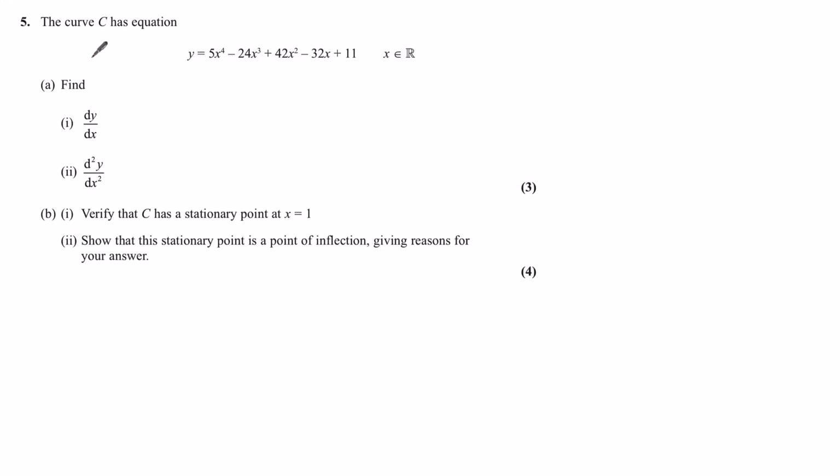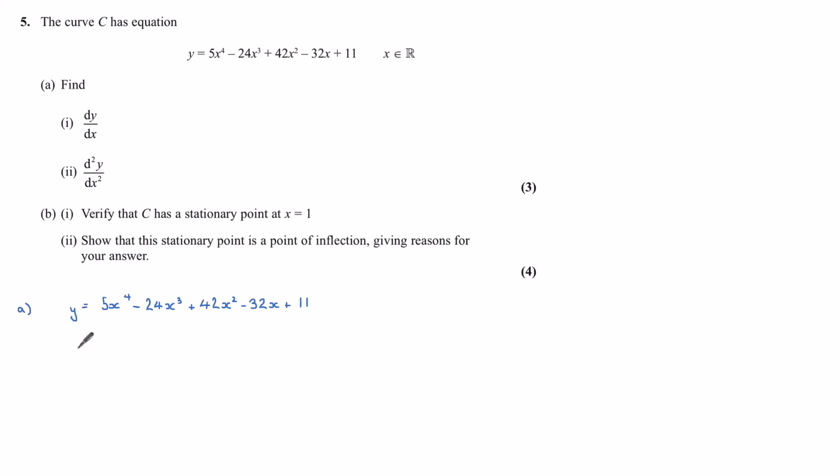Question 5. The curve C has equation y is equal to 5x^4 minus 24x^3 plus 42x^2 minus 32x plus 11 for x in the real numbers. Part A, find (i) dy/dx and (ii) d²y/dx².